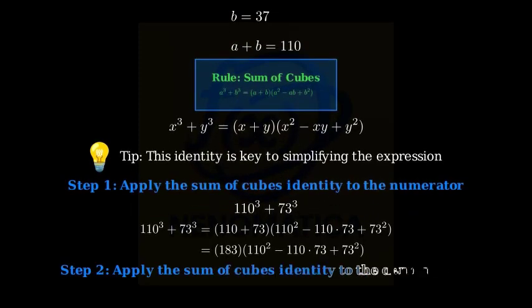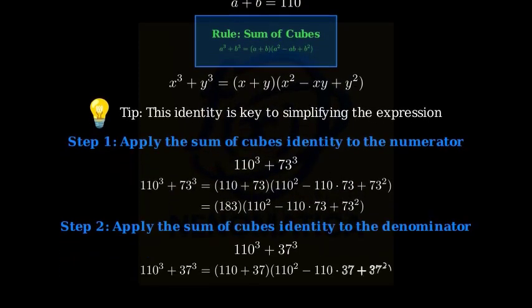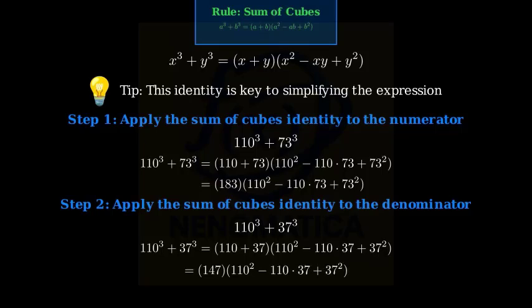Next, let's work on the denominator. In the denominator, we have 110 cubed plus 37 cubed. We can use the same identity. So 110 cubed plus 37 cubed equals the product of 110 plus 37 and 110 squared minus 110 times 37 plus 37 squared. We know that 110 plus 37 equals 147.